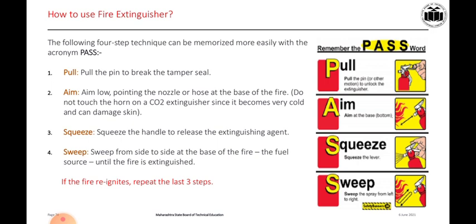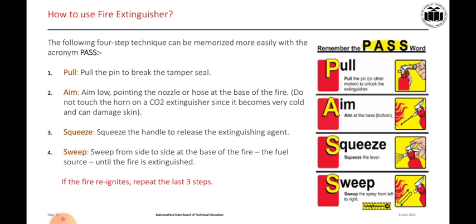Now once we are allowed to press the lever, some powder will be flushed out of the nozzle by the pressing of the lever, okay. So here the first step is pull the pin to break the tamper seal. म्हणजे जी काही सील आहे ते सील ब्रेक करायसाठी पिन रिमूव्ह करावी लागते. Second, aim low, pointing the nozzle or hose at the base of the fire. म्हणजे जिथे आग लागलेली आहे त्याच्या बेसवर पॉईंट करा म्हणते. म्हणजे डायरेक्ट करा ती जे काही नोझल आहे आपलं, बरोबर आहे.